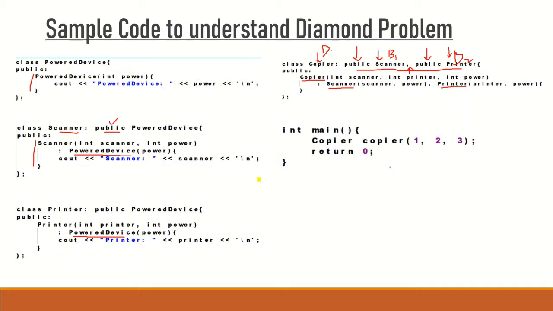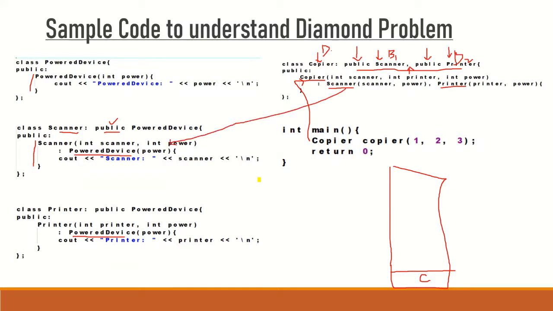We are creating here an object of the copier class. So the copier class will be the bottom part of this object. Once you create this object of the copier class, your program control will jump to the constructor of the copier class. What next? This constructor will call the constructor of the scanner class.